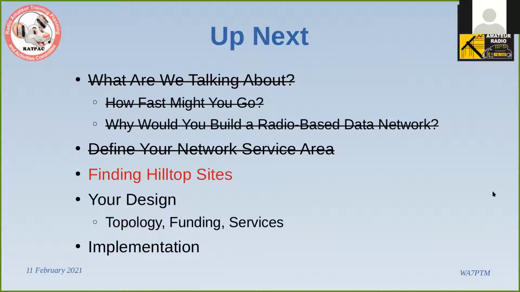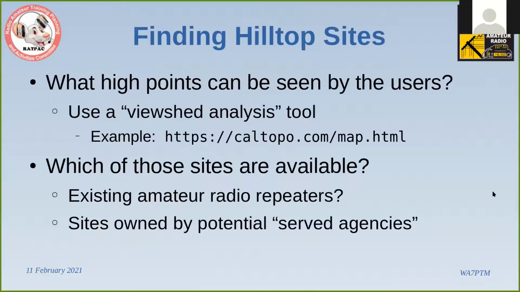So let's go finding hilltop sites. The tool that I like to use for viewshed analysis is CalTopo, and that URL is on there. So you need to think about what is available from where your network's going to be. What sites are available? Are there repeaters up there already? Are some of the sites owned by potential served agencies for emergency communications? It's going to differ by your area. I can't tell you what the answer to that is.